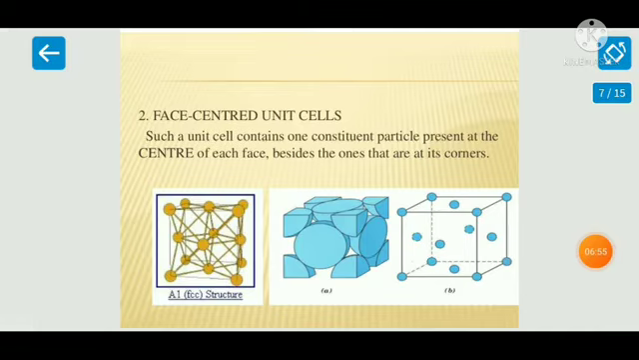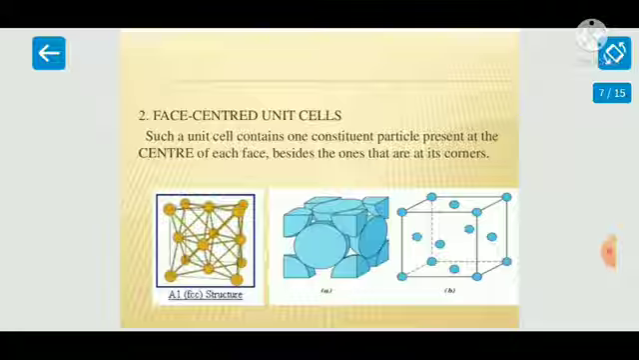FCC means face centered cubic, the name given to a type of atomic arrangement found in nature as the face centered cubic unit cell structure. It consists of atoms arranged in a cube where each corner of the cube has a fraction of an atom, with 6 additional atoms positioned at the center of each cube face.